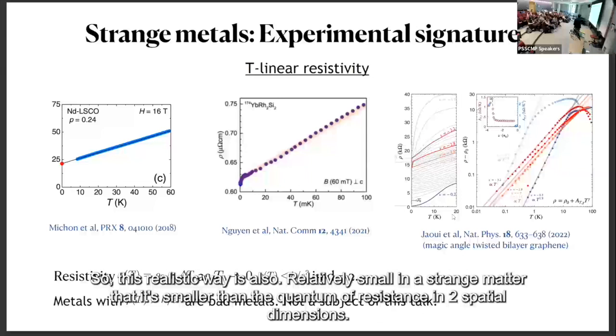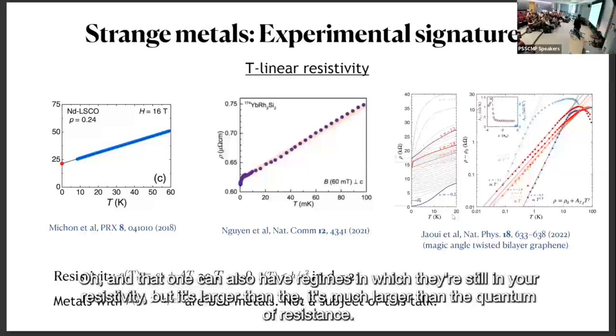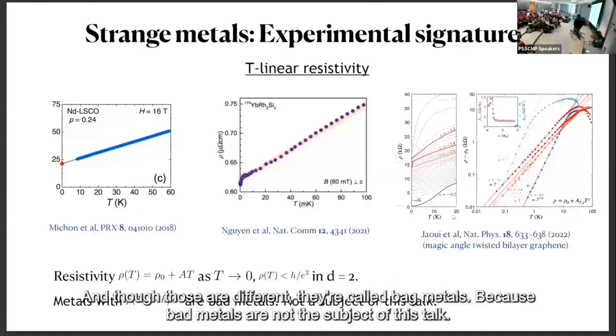This resistivity is also relatively small in a strange metal, in that it's smaller than the quantum of resistance in two spatial dimensions. One can also have regimes in which there's T-linear resistivity, but it's much larger than the quantum of resistance, and those are different. Those are called bad metals, and these bad metals will not be a subject of this talk.